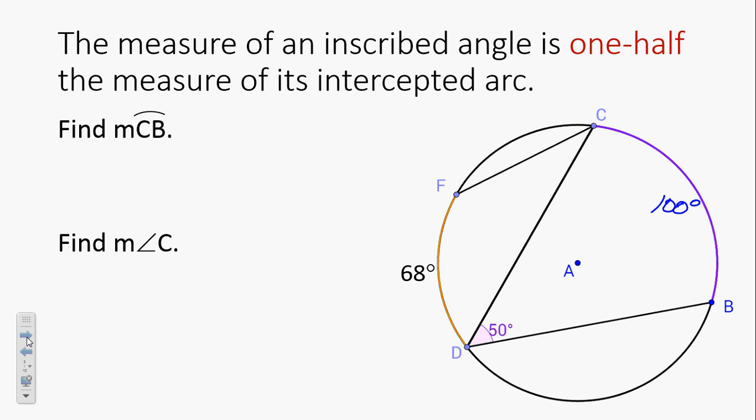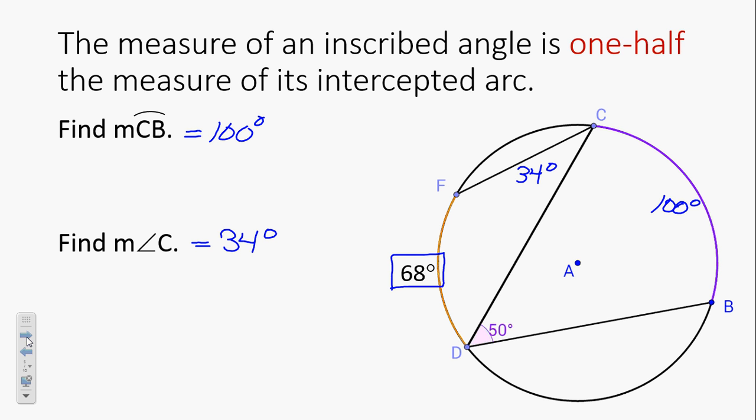Your notes don't have this intercepted arc measure, so put 68 near that arc. If that arc's measure is 68 degrees, how much will its inscribed angle be? 34. Does everybody understand why? The measure of arc CB is 100 degrees, twice the 50. So if you have the angle, double it to get the arc. And if you have the arc, take 1/2 of it to get the angle. Make sense?